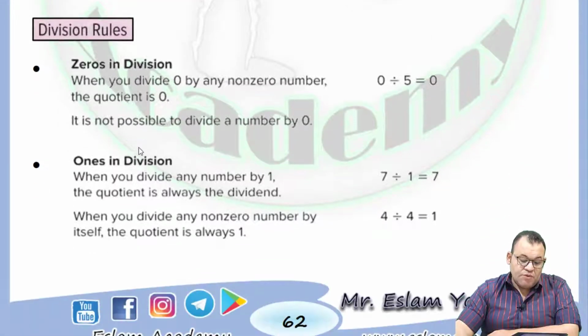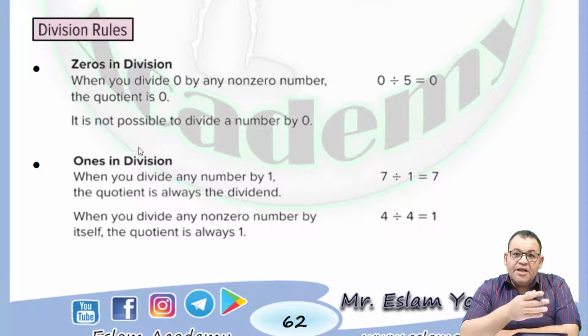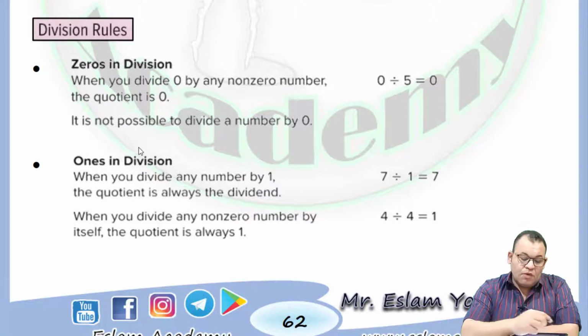Now the division rules. When you divide 0 by any number, the answer will equal 0. So 0 divided by any number equals 0, and that's called the 0 property. So we have here 0 divided by 5 equals 0. That's called zeros in division.